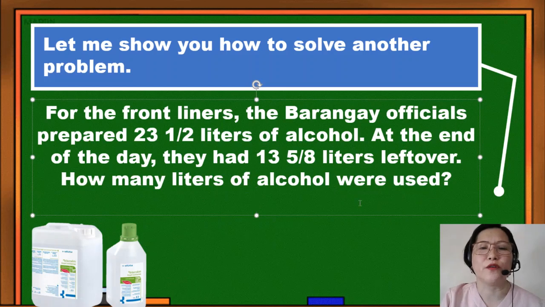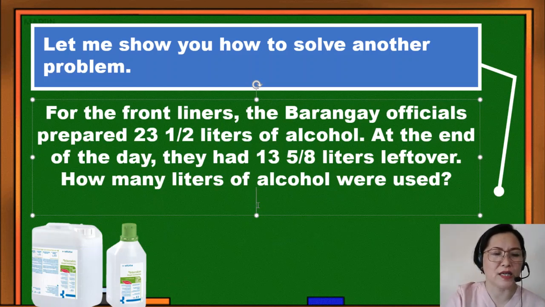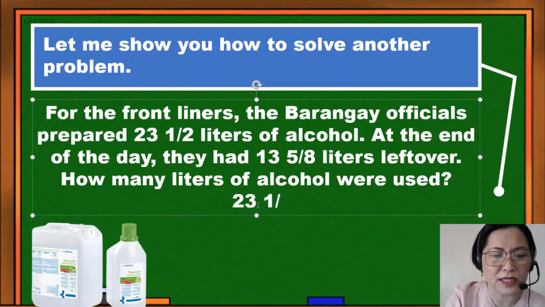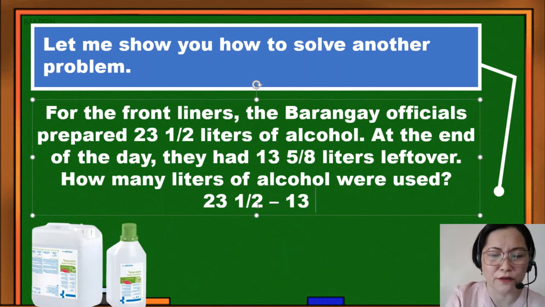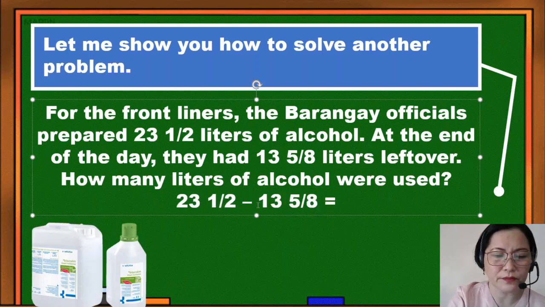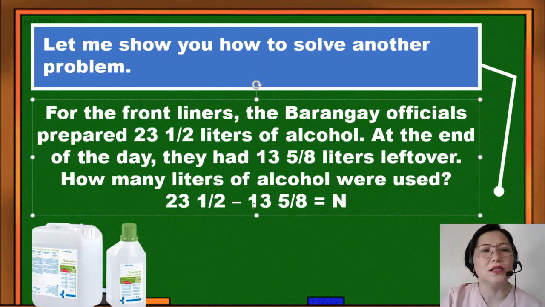So, let us focus now on the numbers given. That's 23.5 liters as well as 13.58 liters. So, let us now write the number sentence. That will be 23.5 minus 13.58. Okay, so that's our number sentence. Let us now solve it.